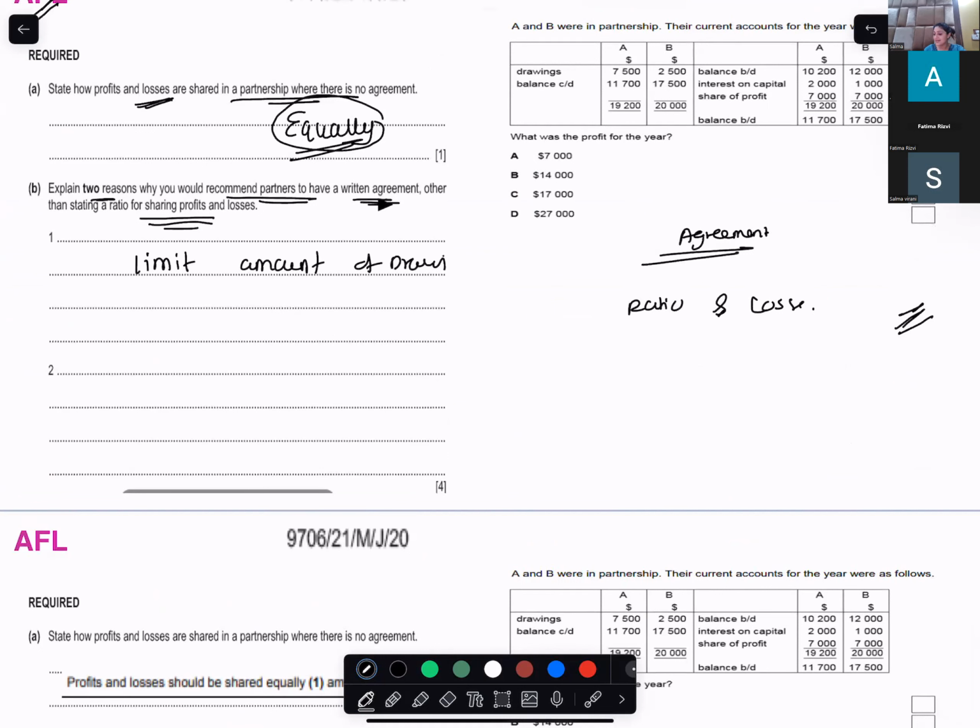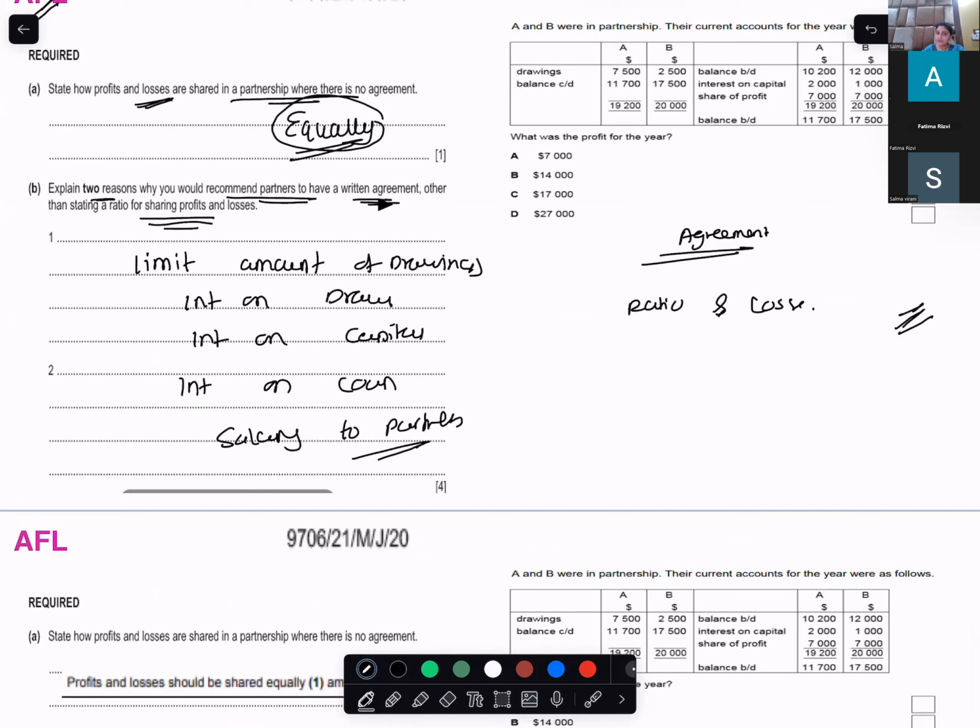You can also decide interest on drawings. You can also decide interest on capital. You can also decide interest on loan. You can also decide salary to partners. So these are the reasons why you can have a written agreement. We know that an agreement is done to avoid misunderstandings, but what are the things that should be there in the agreement?